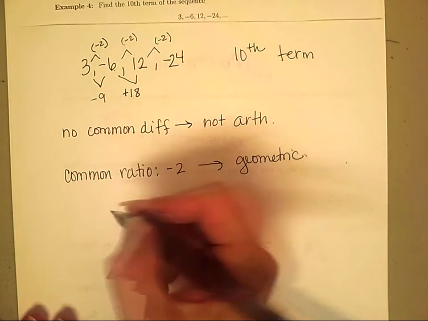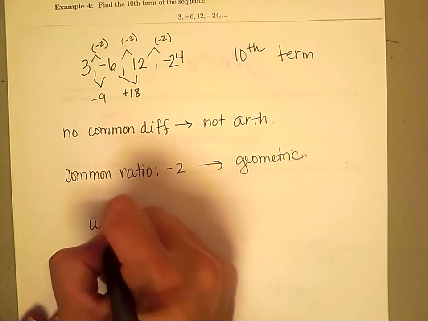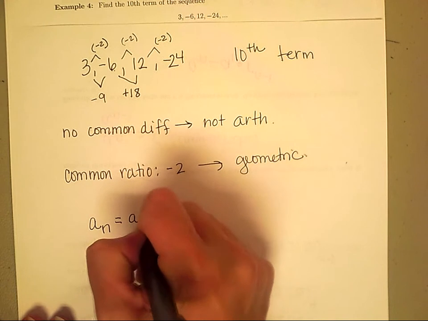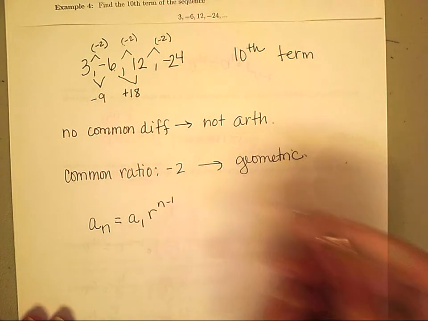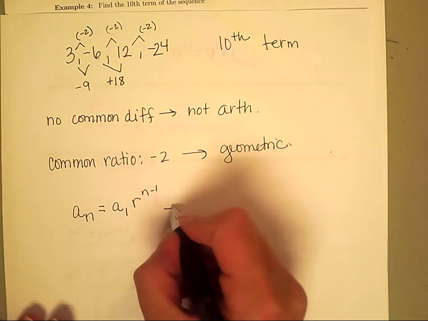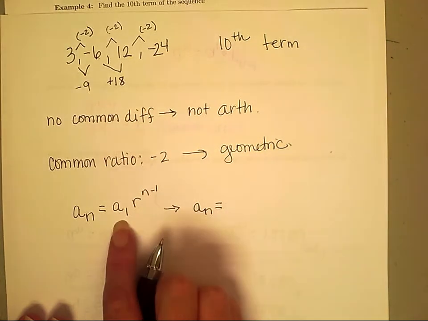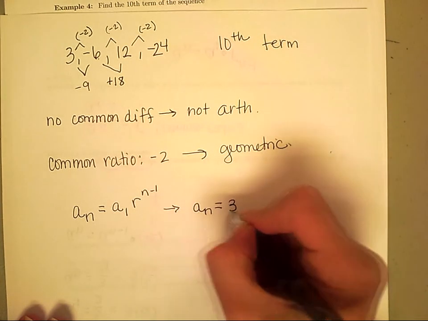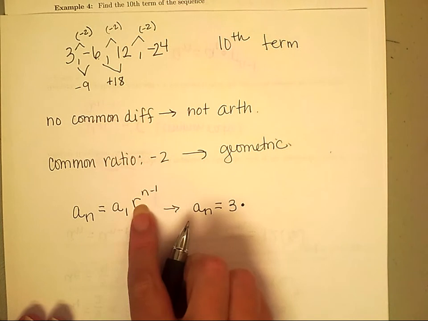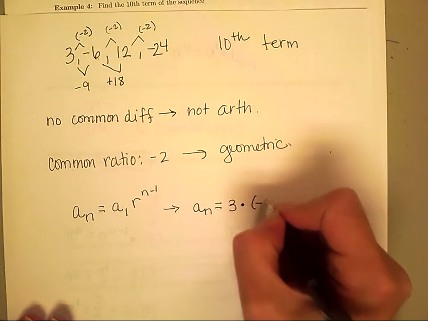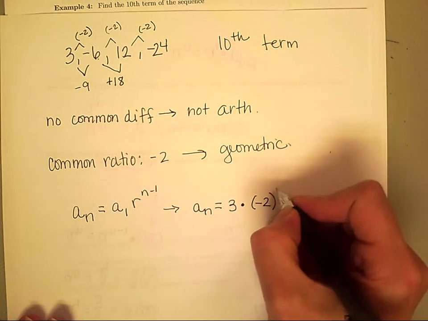Now, for the geometric, to generate it, a sub n is equal to a sub 1 times r to the n minus 1. So in our case, a sub n is equal to, the first one is a sub 1, which is 3. Then we multiply that by r, the common ratio, which is -2, to the n minus 1 power.